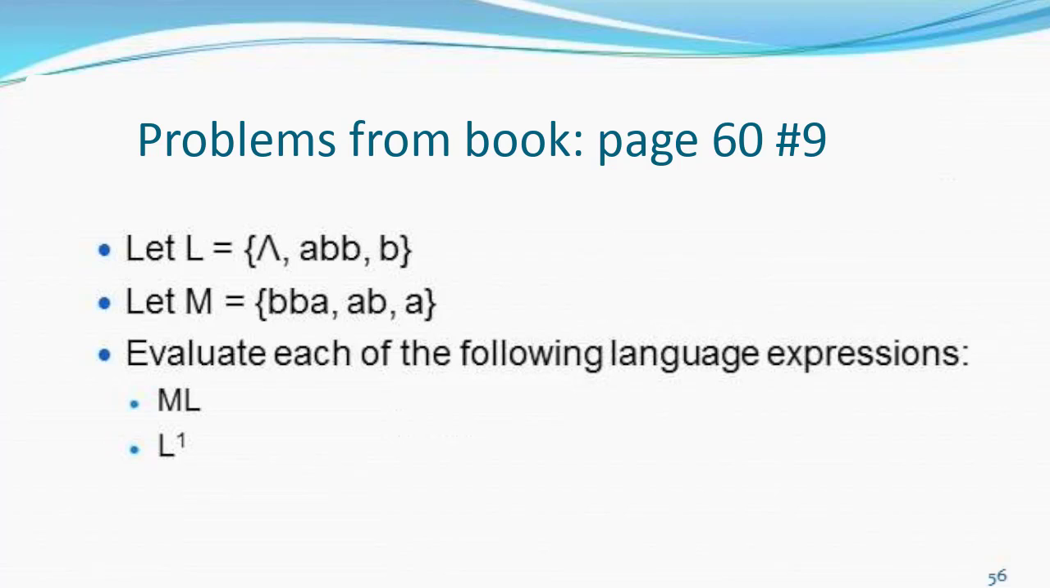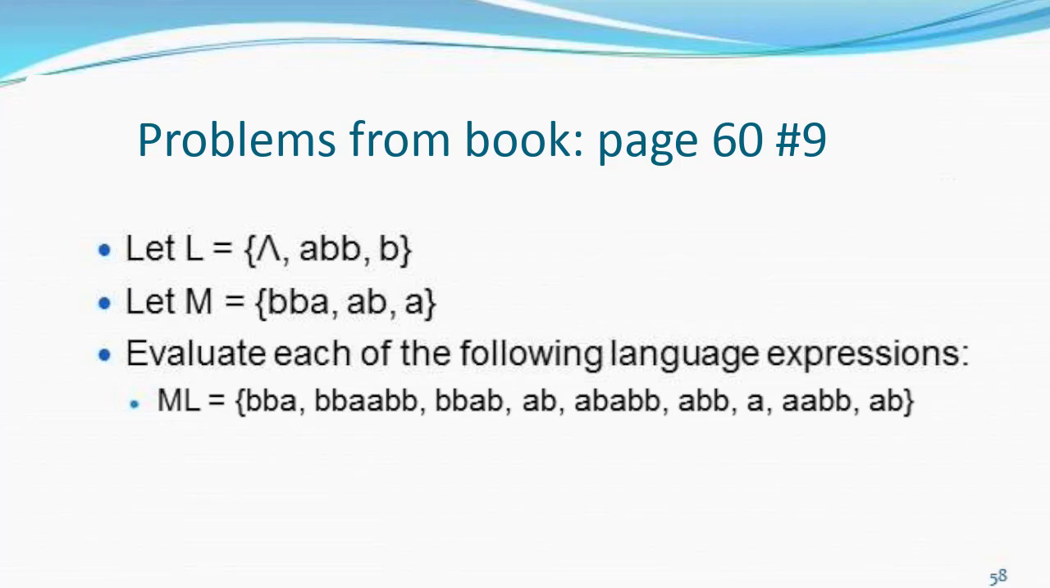Let's do another problem from the book. So we're asked to let L equal this, M equal this, and it says evaluate each of the following language expressions, just to figure out what they are. So if we start with ML, we just need to take the language product of this set with this set, this language with this language, right? If you do it out, here's what I get. You should check my work.